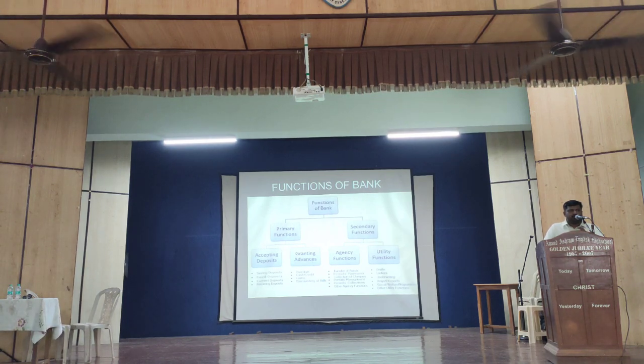So the difference which you see, we are giving 7 crores on deposit and we are getting 9 crores on loans. The difference of 2 crores is the bank's profit. This is how the banks work. This is the main function of the bank.